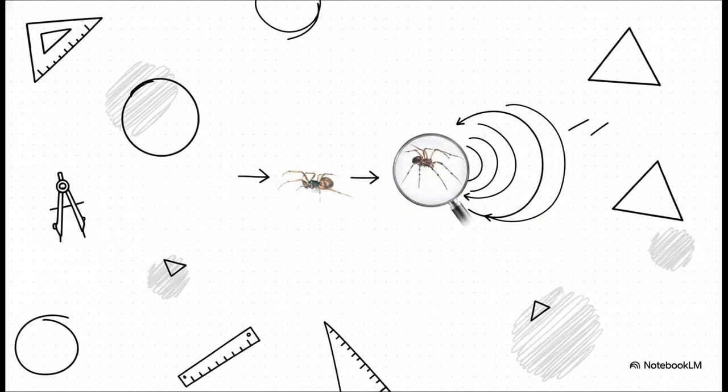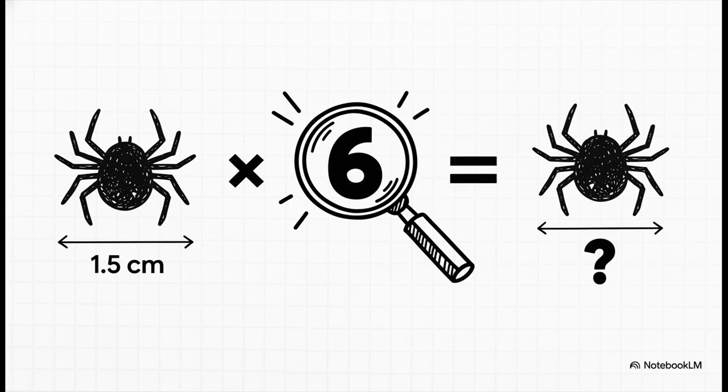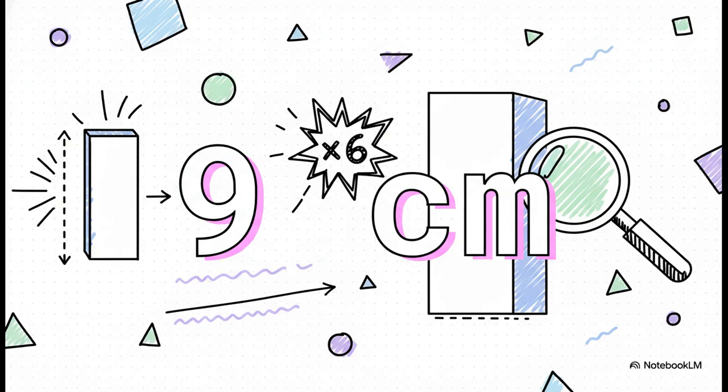Or what about this magnifying glass? The description says it makes an object look 6 times bigger than it actually is. So what's the scale factor here? Well, it's just 6. Okay, so if we know the actual spider is 1.5 centimeters long, how big is it going to look through that magnifying glass? How long is the image we see? Yep, you got it. You just multiply the actual length by the scale factor. So 1.5 centimeters times 6 gives us a magnified spider that looks 9 centimeters long.